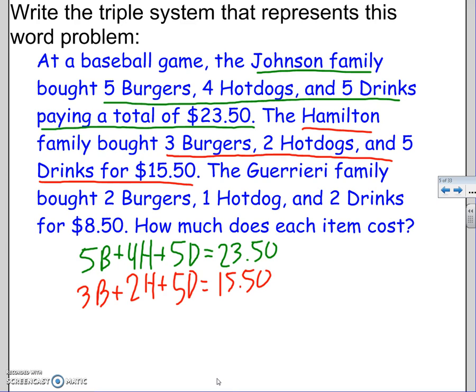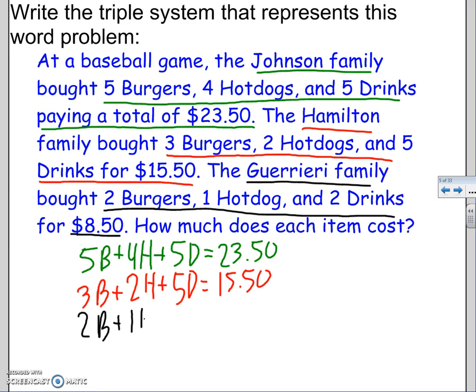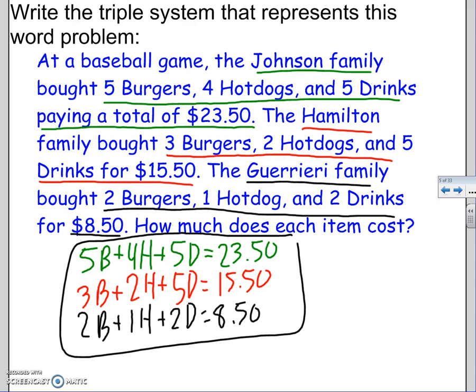And the last family, Guerreri family: 2 burgers, 1 hot dog, 2 drinks, $8.50. And that's it. All they want is you to set up the problem. Can you find the three equations? You do not have to solve it. However, you did want to solve it.